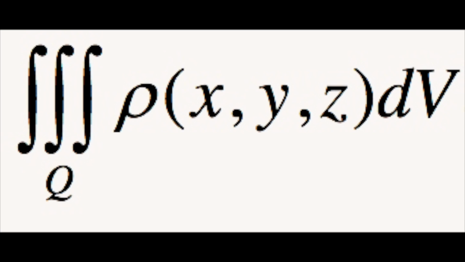So the volume of a solid Q is a definite triple integral of 1 dV. We can conclude that the mass of the solid Q with its corresponding density function equals the triple integral of the density function, which is delta of x, y, and z, times dV.